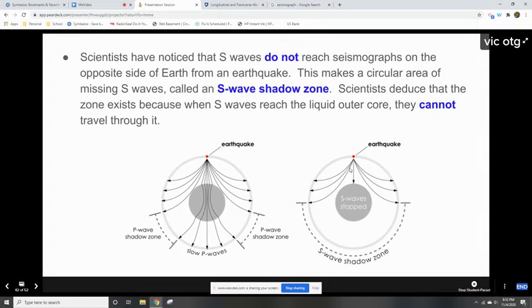So in this case, on the left-hand side, you've got P waves going through. On the right-hand side here, you've got S waves going through. Because the outer core is made of liquid, it's not going to go all the way through like it does the P wave. So the S wave hits the outer core, stops, and then turns to other directions. And then you'll notice the S wave shadow zone is much bigger than the P wave shadow zone because the S wave is not able to get through the outer core.